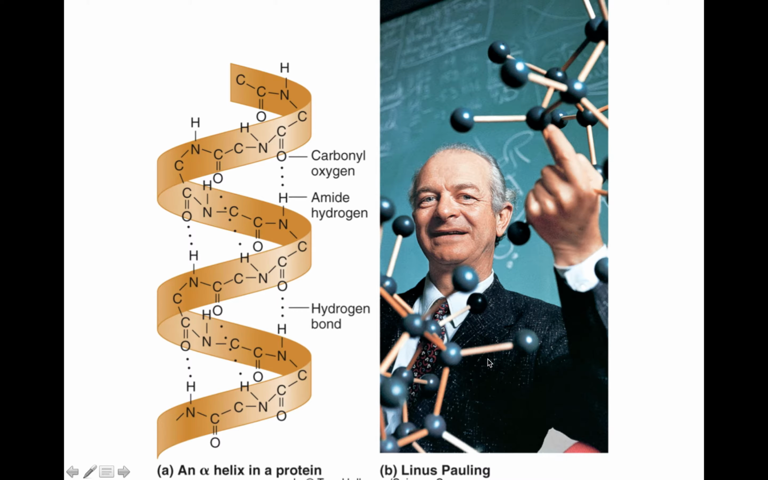Here's Linus Pauling holding a model of a protein molecule. This alpha helix structure shows that proteins can form a three-dimensional structure in a helical form. And the way that they can form this helix is by hydrogen bonding between the backbone of the protein molecule and its side chains.